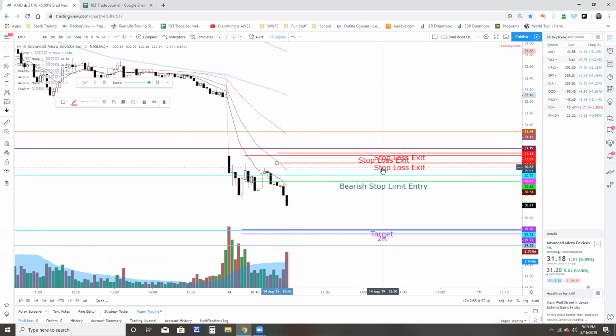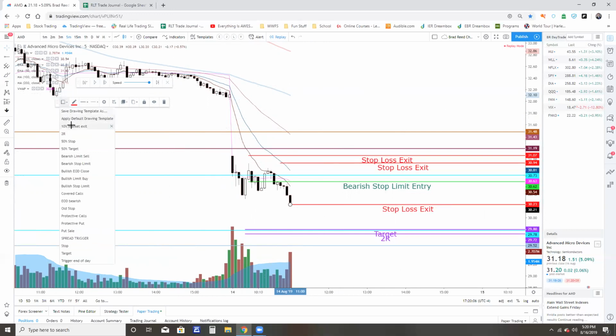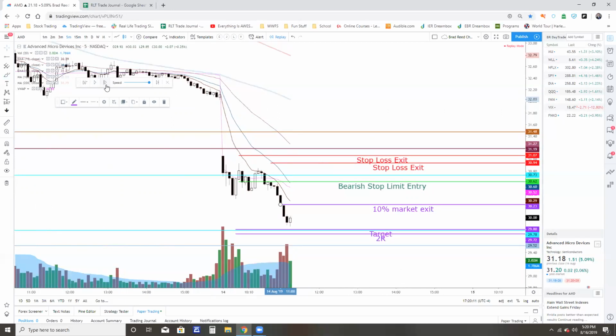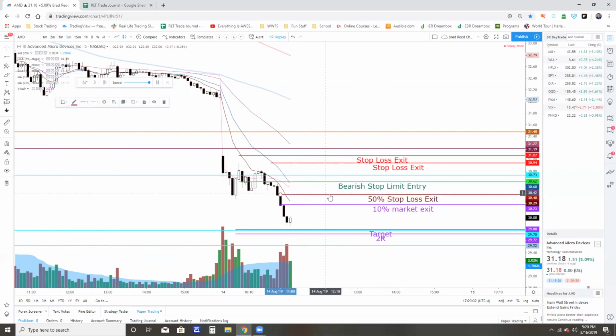So at this point, you know what? I'm not lowering the stop at this point, but I am going to do a market exit at 10%. And then now it approaches my support and is giving me a bounce signal. I already took 10%. Sometimes I can do like a 50% stop, so I can exit half my shares.